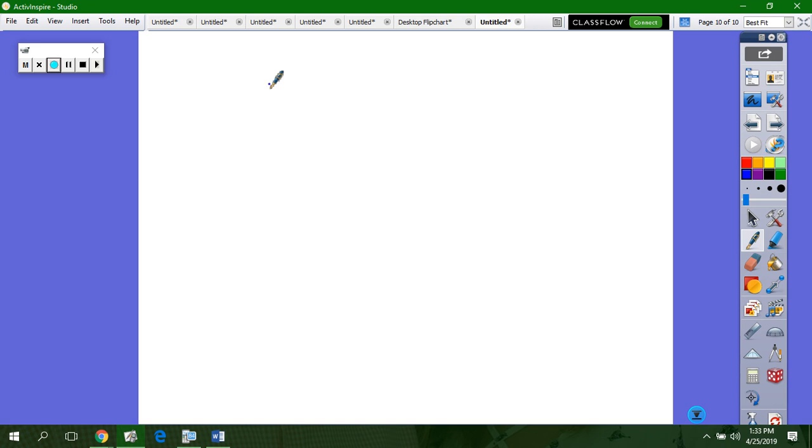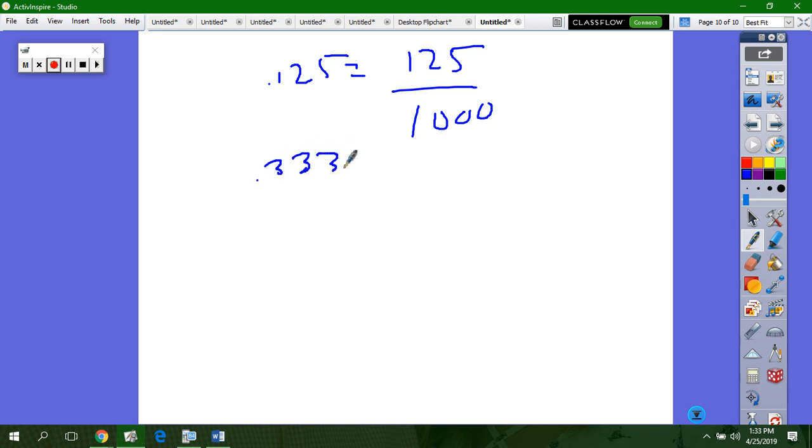If they stop, so like if it's 0.125, I can quickly make that into a fraction by saying that's 125 over 1,000. Right? Because there's 3 decimal places behind it. That's pretty simple. But how do I know? You guys all know that 0.3333 and so forth, right, is 1/3. Do you guys agree with that? But how is it 1/3? Well, let me show you.